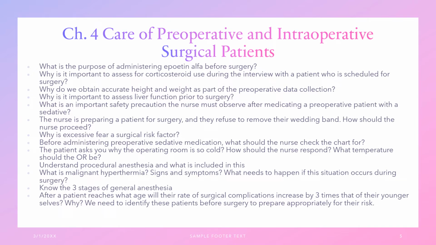On page 68 in box 4.2, we can see some commonly ordered preoperative tests. The metabolic panel includes liver function tests, such as the AST, ALT, and bilirubin. Elevated liver function tests can put the patient at risk of excessive bleeding during surgery.